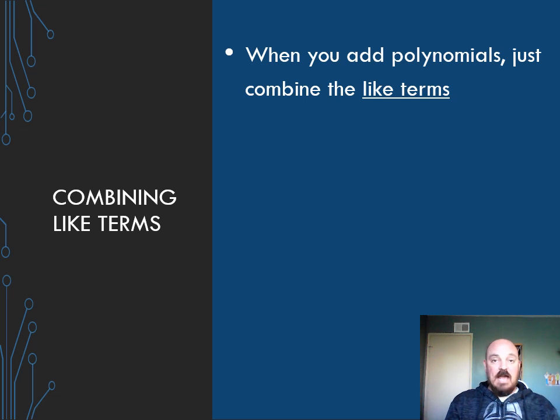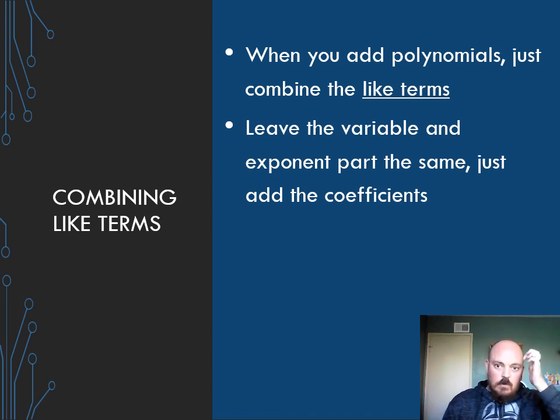When we're talking about adding polynomials, which is the work we're actually going to do today, all you're doing is combining like terms. You're looking and matching up. You're saying, I got an x cubed term here and an x cubed term here. Let's add them together. I got an x to the fifth here and an x to the fifth here. Let's add them together. So when you're combining like terms, you always leave the like part the same. The variable and the exponent stays the same. You basically just add up the coefficients.